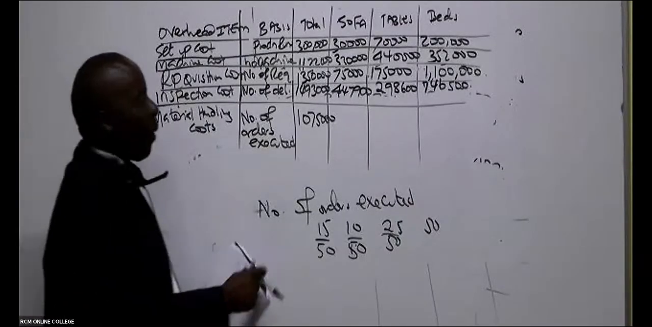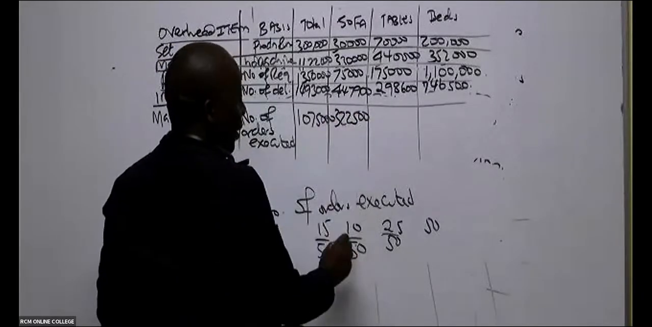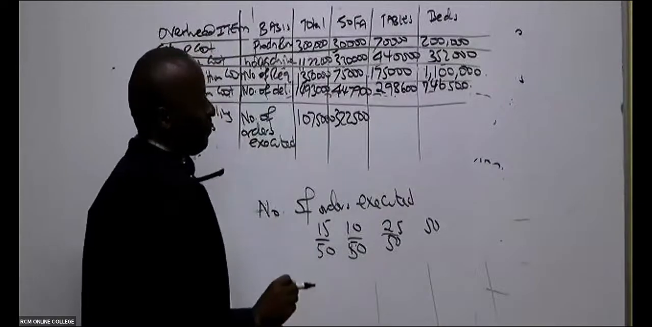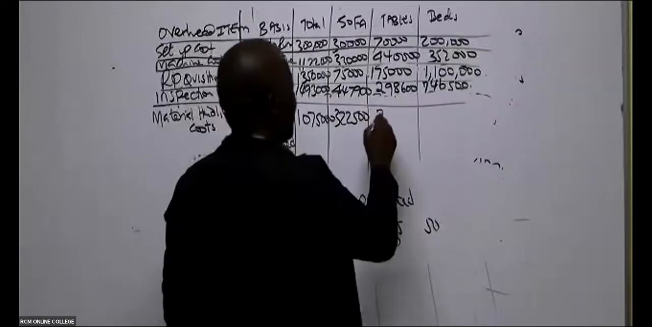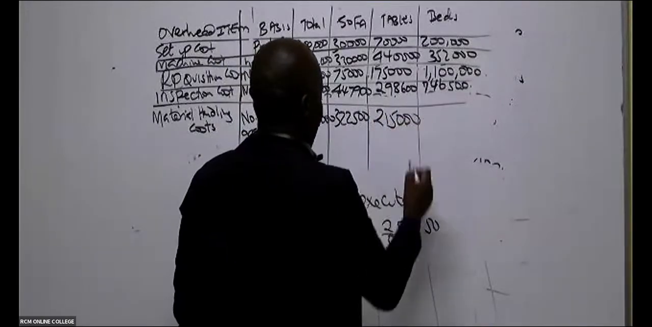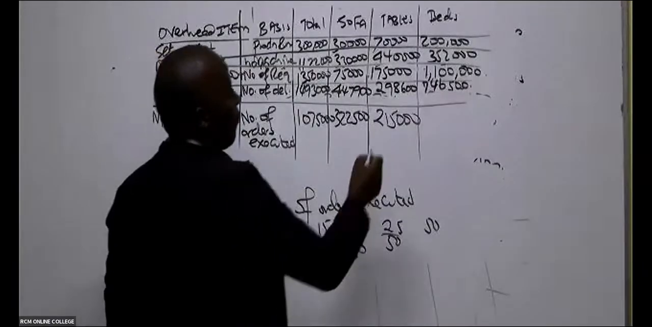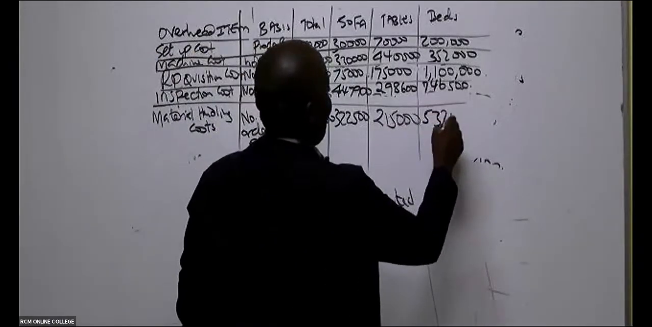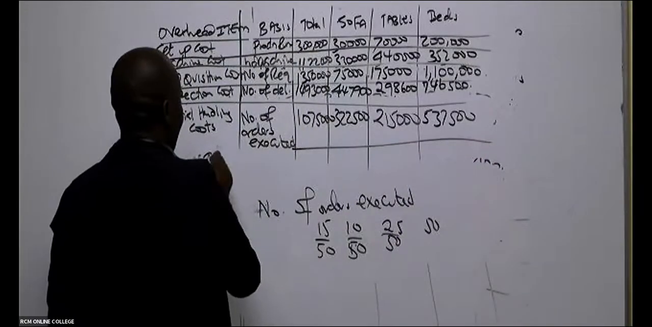322,500. Yeah. And then we have 10 over 50 times this: 215,000. And then lastly, we have 25 over 50 times this: 537,500. Then you go ahead and give us the total overheads.